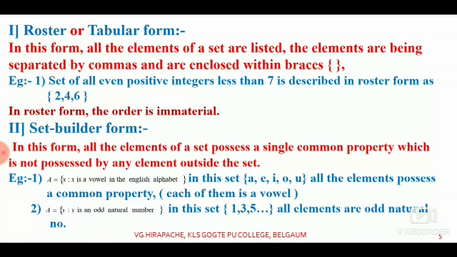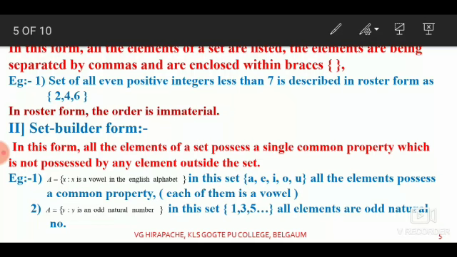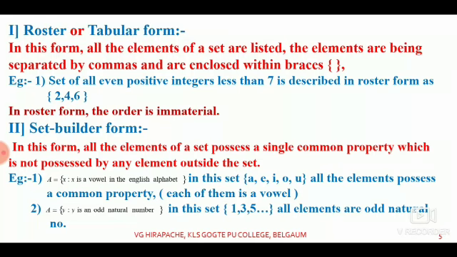The first method is called the roster method or the tabular form. Let me define. In the roster form, all the elements of a set are listed. The elements are separated by commas and the elements are enclosed within the brackets.